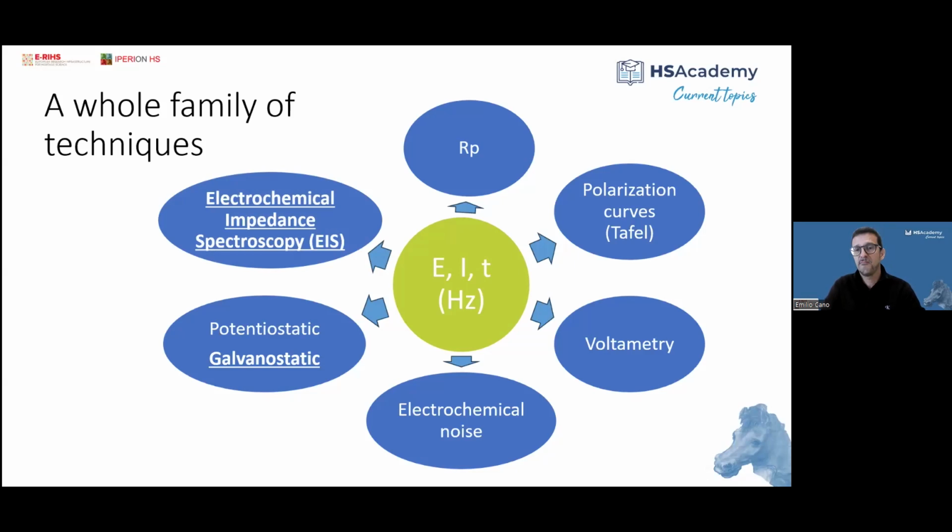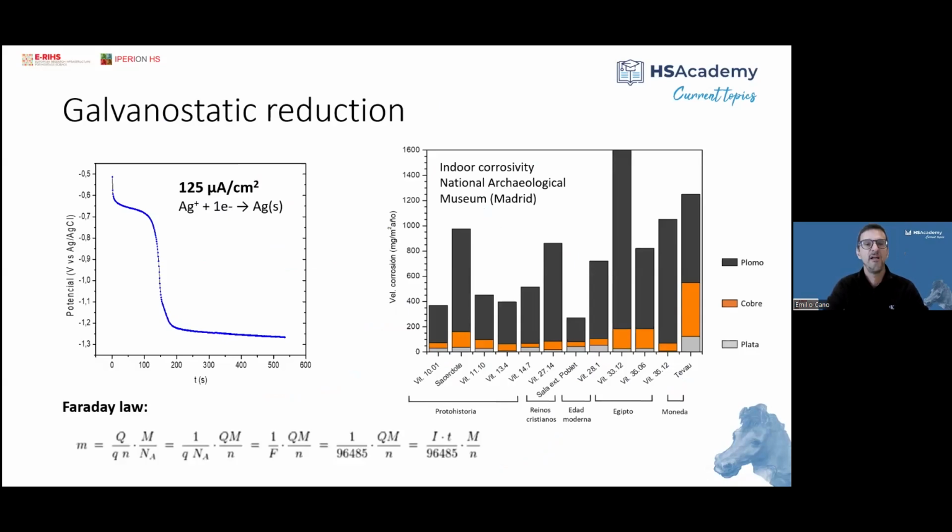We have some alternating current techniques. The most famous one is electrochemical impedance spectroscopy. We don't have much time, so I will focus and just mention a few examples of the application of these two, which are underlined here: the galvanostatic reduction and the electrochemical impedance spectroscopy.